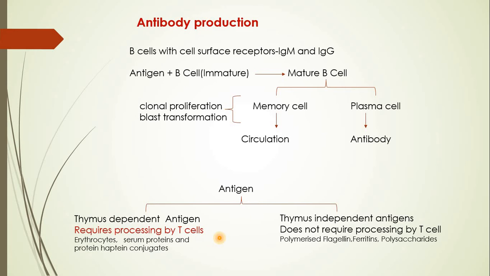The examples of thymus-dependent antigens are erythrocytes, serum proteins, and protein hapten conjugates, whereas polymerized flagellin, ferritins, or polysaccharides don't require the support of T cells for triggering the immune response in the B cells, and directly the synthesis of antibodies can be observed.